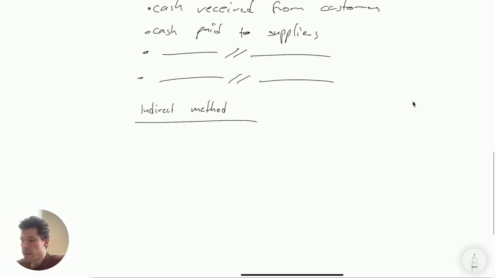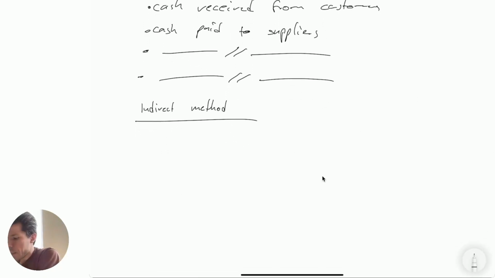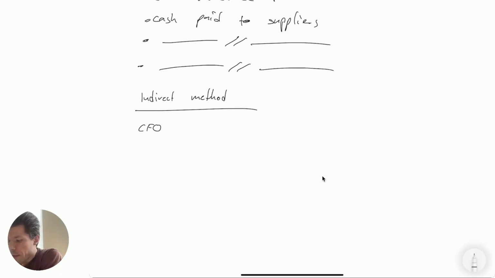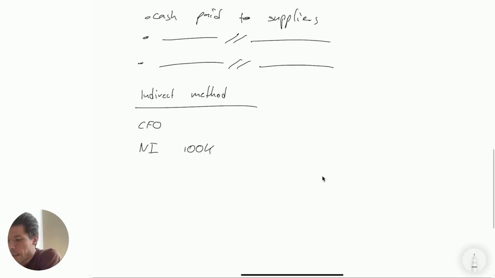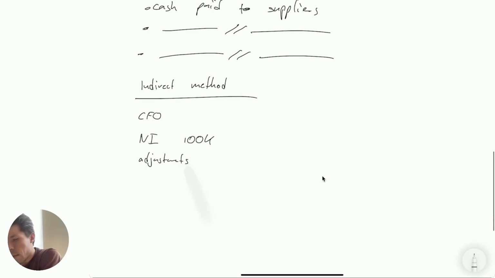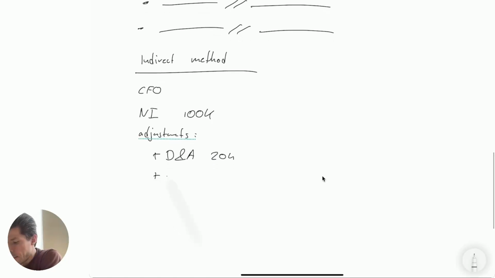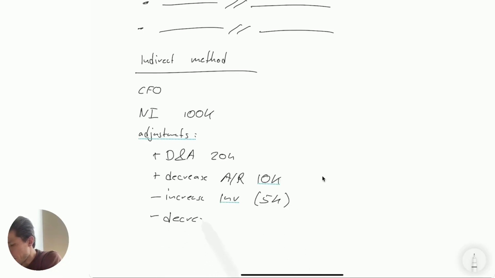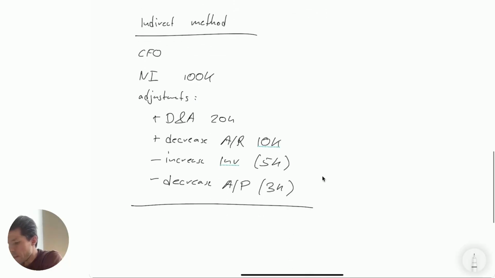Okay, so if we do an example for the indirect method, CFO, we would have net income 100K, then we do our adjustments, plus depreciation and amortization 20K, plus decrease in accounts receivable 10K, minus increase in inventory 5K, minus decrease in accounts payable 3K. Then if you add this together, you would have CFO of 122K.